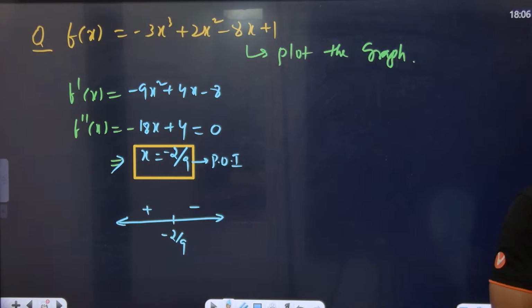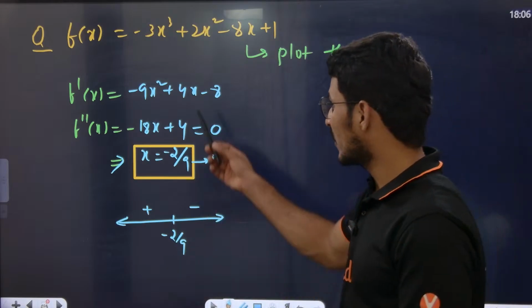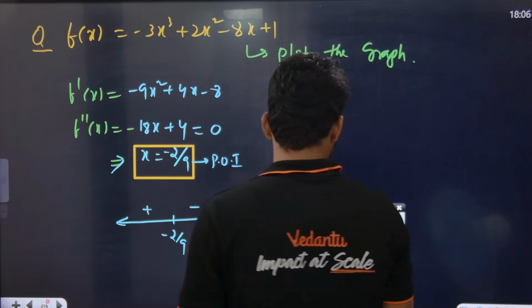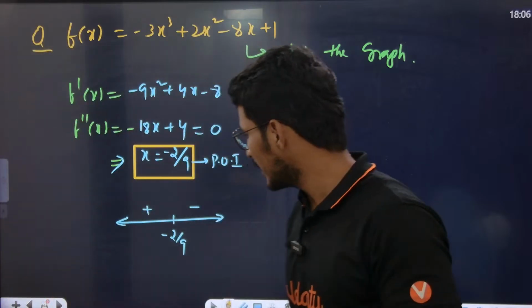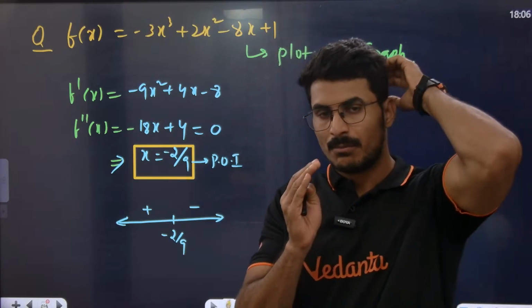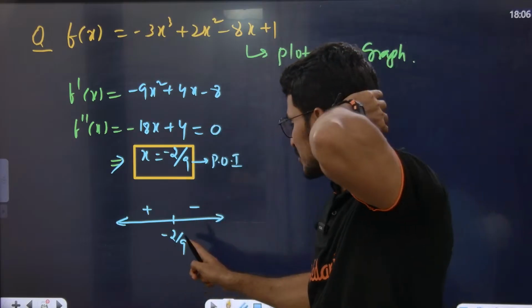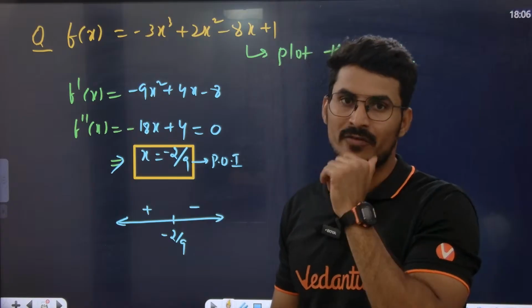And now I will understand one point here. What kind of graph is this? First, I will just understand how to start the graph. I know that minus 2 by 9 kita minus 2 by 9 is the point of inflection. minus 2 by 9 கிட்ட concavity change ஆயிரும்.